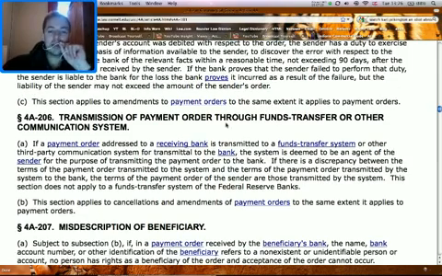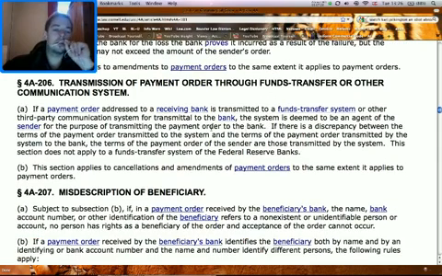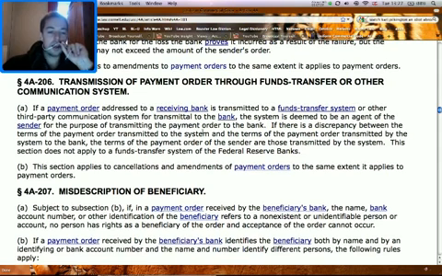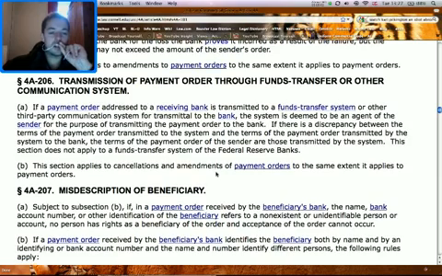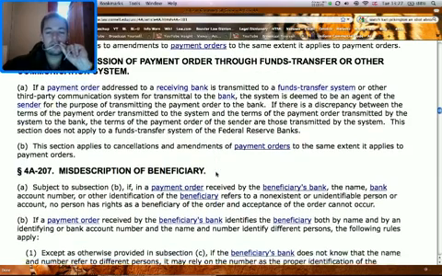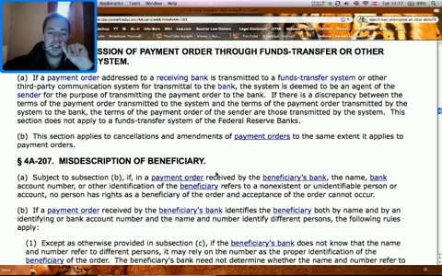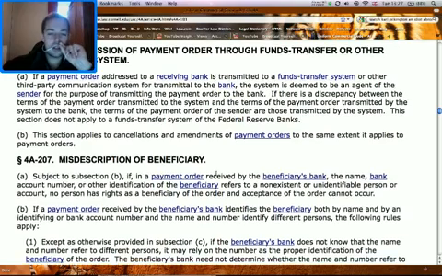4A-206, transmission of payment order through funds transfer or other communication system. A. If a payment order addressed to a receiving bank is transmitted to a funds transfer system or other third-party communication system for transmittal to the bank, the system is deemed to be an agent of the sender for the purpose of transmitting the payment order to the bank. If there is a discrepancy between the terms of the payment order transmitted to the system and the terms of the payment order transmitted by the system to the bank, the terms of the payment order of the sender are those transmitted by the system. This section does not apply to a funds transfer system of the Federal Reserve Banks. B. This section applies to cancellations and amendments of payment orders to the same extent it applies to payment orders.